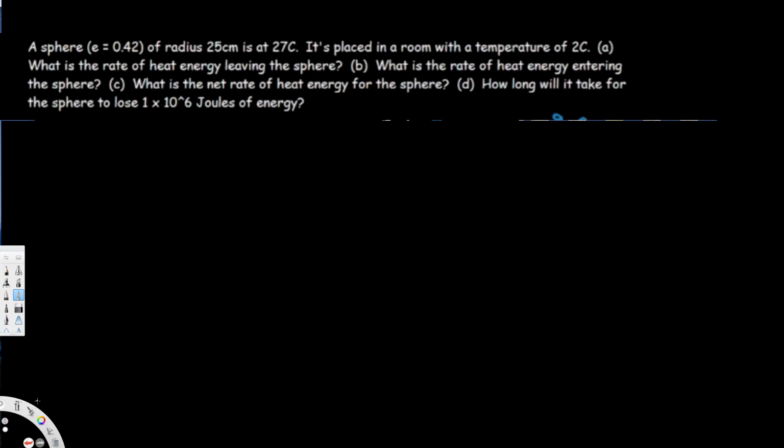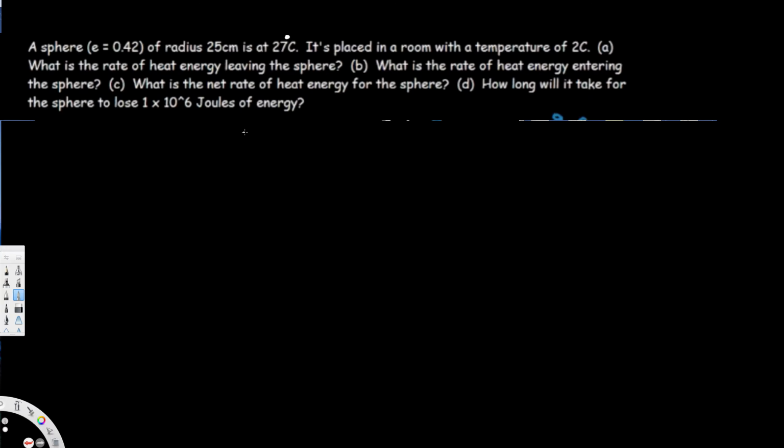Let's do this problem right here. The question is asking: a sphere with an emissivity factor of 0.42 and a radius of 25 centimeters is at 27 degrees Celsius. It's placed in a room with a temperature of 2 degrees Celsius. The first question asks what is the rate of heat energy leaving the sphere, and the heat energy entering the sphere. What is the net rate of heat energy for the sphere, and how long it will take.